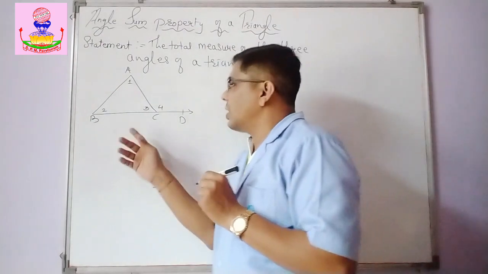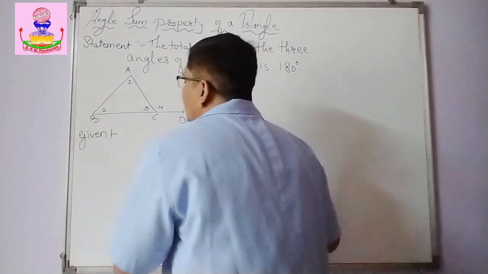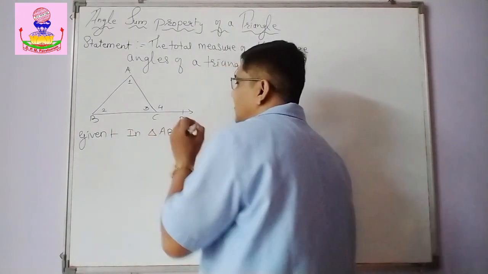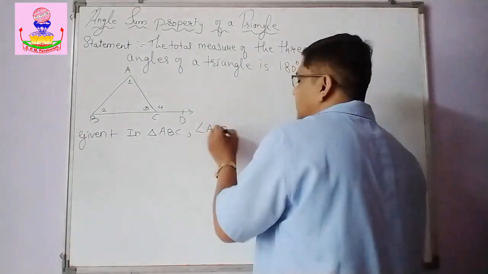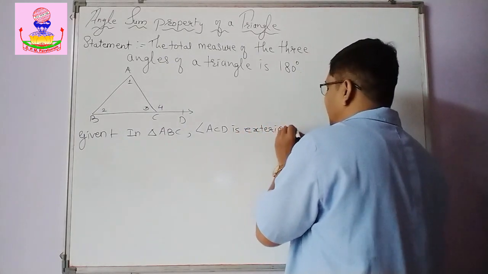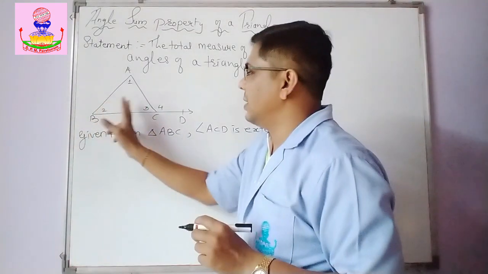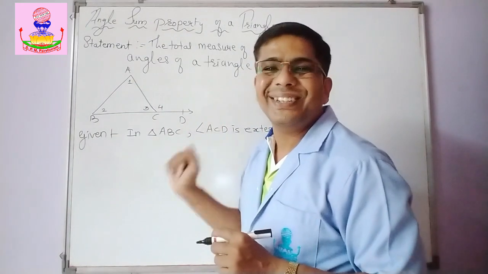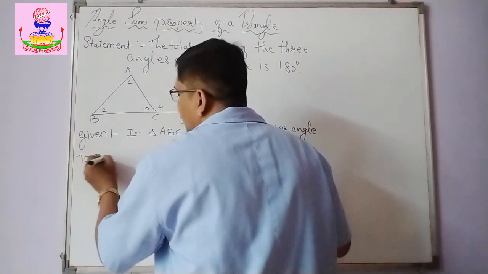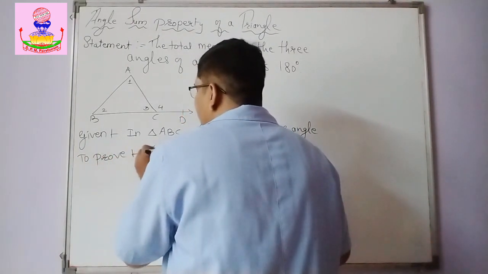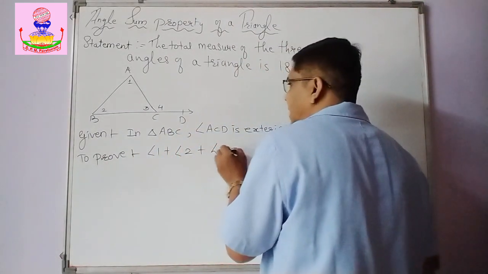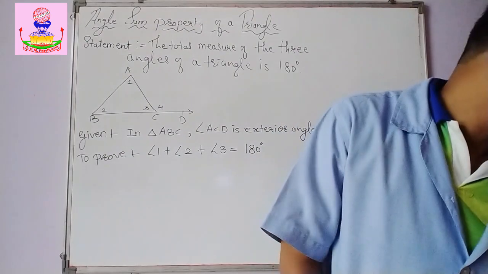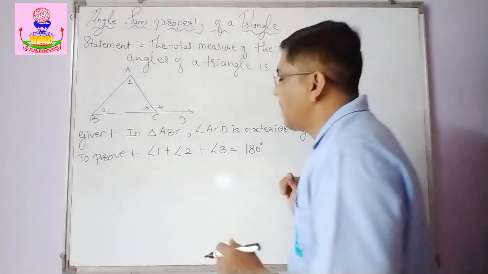Okay. First we will write the given, because you have to go through the theorem properly. Given: in triangle ABC, angle ACD is the exterior angle, and the measures of the angles are angle 1, angle 2, angle 3, angle 4 respectively of the angles A, B, ACB and ACD. Now, what do we have to prove? We have to prove that angle 1 plus angle 2 plus angle 3 is equal to 180 degrees.